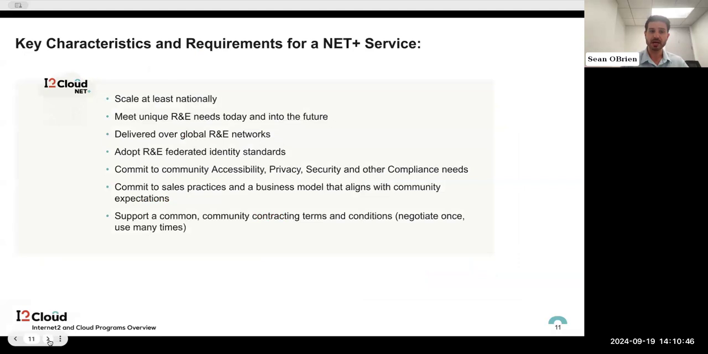And when we look at the Net Plus program, we're really looking for services that can scale nationally, that are specifically designed to meet or are really important for the research and education community, solutions that leverage, as I was saying earlier, our existing investment in cyber infrastructure, ensuring services commit to the standards that we're all held to: accessibility, privacy, security, and other compliance needs. We're looking at how we develop sales and business model practices that match what higher ed needs. And then finally, how do we package that all together into a contract that is consumable and adoptable by research and education institutions?